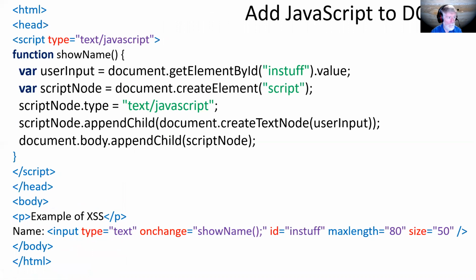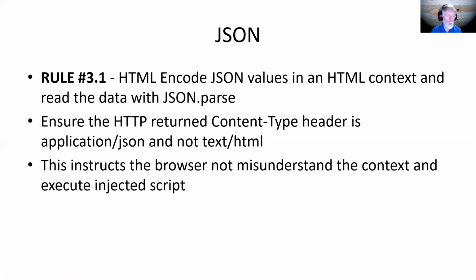An extension of this rule, which OWASP calls rule 3.1, is to HTML encode anything you put in a JSON statement. In other words, if you have JSON data going to and from the server, particularly if you're getting it from the server, do a JSON.parse so you can put it back together. Also, if you're sending JSON, tell the system that the content type is application/json. Don't just let it default to text/html. This instructs the browser that you're getting JSON data and not to try to interpret it.